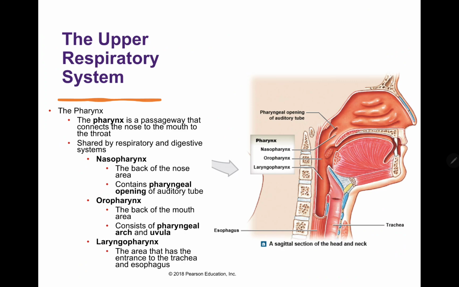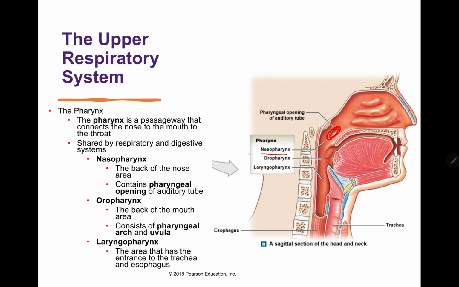In the pharynx area, the pharynx is simply a passageway that connects the nose and the mouth to the throat, and it's shared by the respiratory and the digestive systems. The top of the pharynx is called the nasopharynx, literally the area right behind the nose, the back of the nose. It also contains the pharyngeal opening to the auditory tube, the pharyngotympanic tube, which opens up right there in the nasopharynx area.